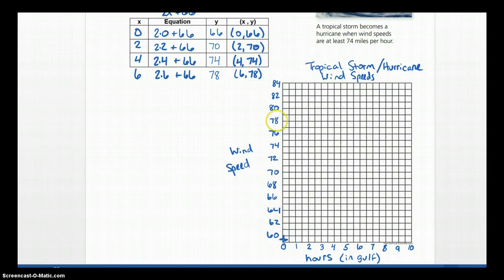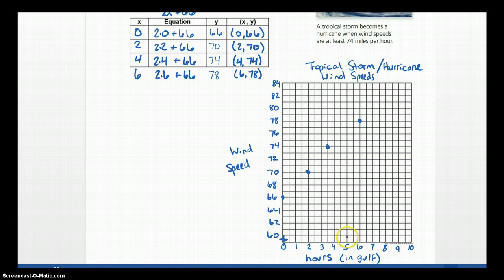Okay, so hopefully you filled in the rest of these. Now we can start plotting points. So we're going to go to (0, 66) and plot a point. We're going to go up here to 2 and then to 70 and plot a point. We're going to go to 4, 74, and 6 and then up to, follow it carefully, 78.